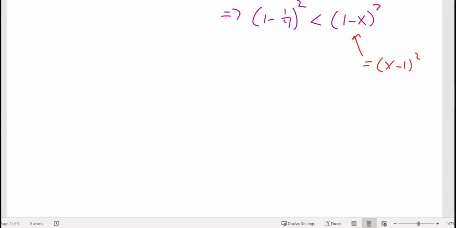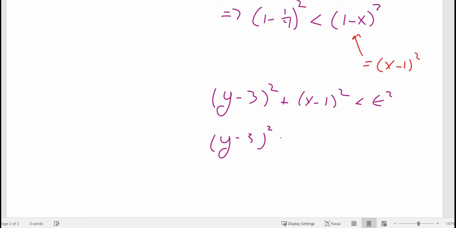Now that other inequality, we had y minus 3 squared plus x minus 1 squared less than, I'm squaring both sides here, epsilon squared. So y minus 3 squared plus 1 minus 1/4 squared, still less than epsilon squared. I took something smaller and substituted that in for the x minus 1 squared. So I'm still making it smaller, so I know it's still less than that epsilon squared stuff.